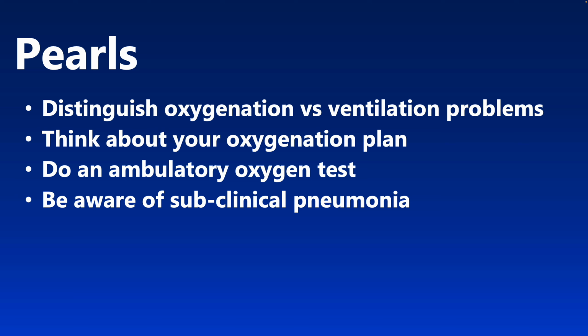And then kind of going along with that, thinking about your oxygenation plan for this patient. If their oxygen's just a little bit low, okay, sure, we can throw them on nasal cannula. But what do we do if they're not getting better? Do we switch to a non-rebreather? Do we consider something like high-flow nasal cannula? Do we think about a BiPAP or a CPAP? Or if it's really severe, do we need to move to endotracheal intubation?